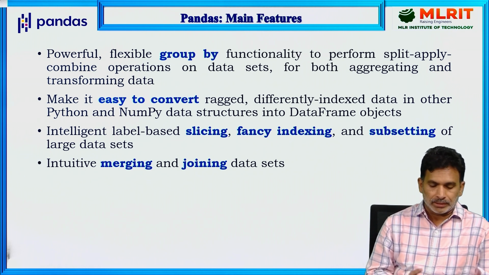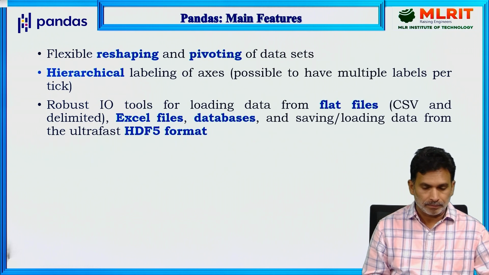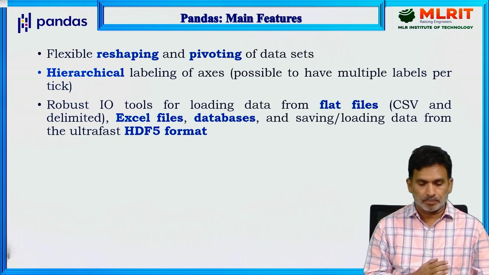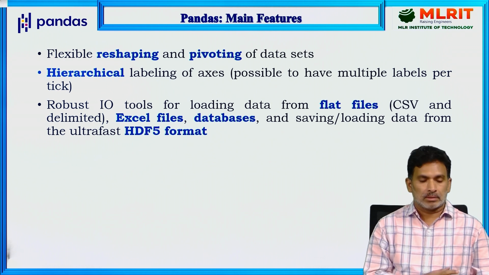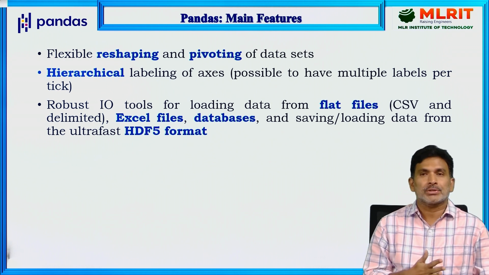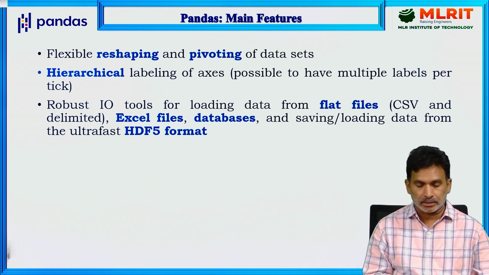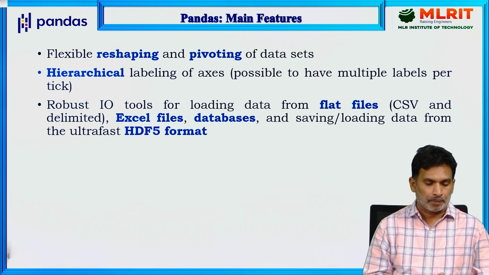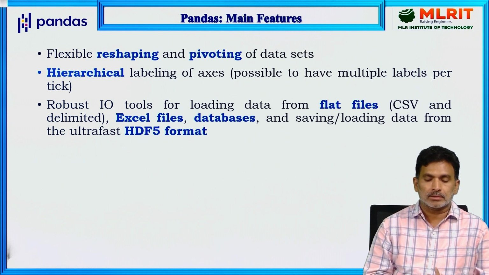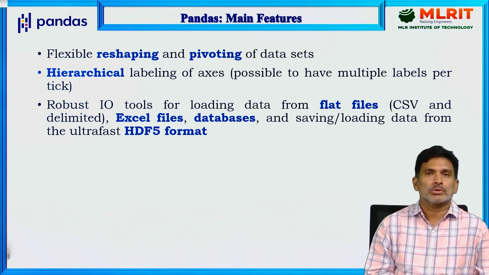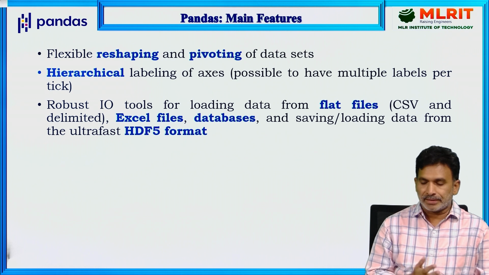So intuitive merging and joining of data sets, these are the features of pandas. And also flexible reshaping, like one-dimensional arrays could be reshaped into two-dimensional or three-dimensional, and the pivoting of data sets, and hierarchical labeling of axes, that is, it is possible to have multiple labels for the tick.